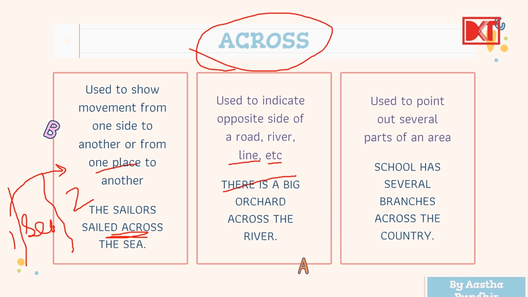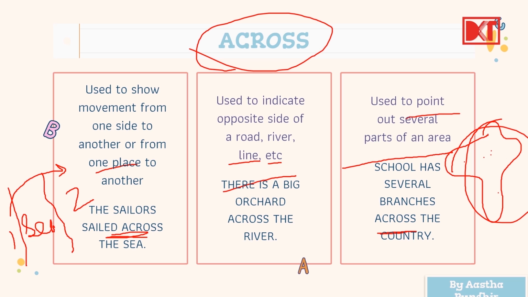The next one could be this. Used to point out several parts of an area. Now school has several branches across the country. मतलब पूरी country जो है, ठीक है, उसके across there are various branches of the school. So all over the country, several parts of an area. You're pointing out several parts of an area by saying that school has several branches across the country. This is for across. Let's move on to the next preposition.